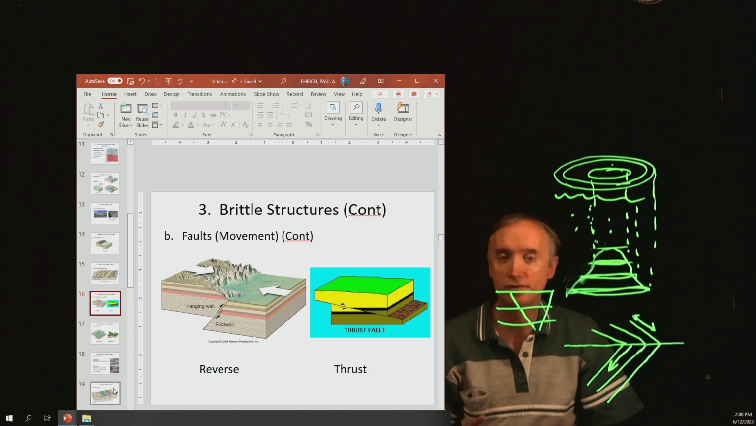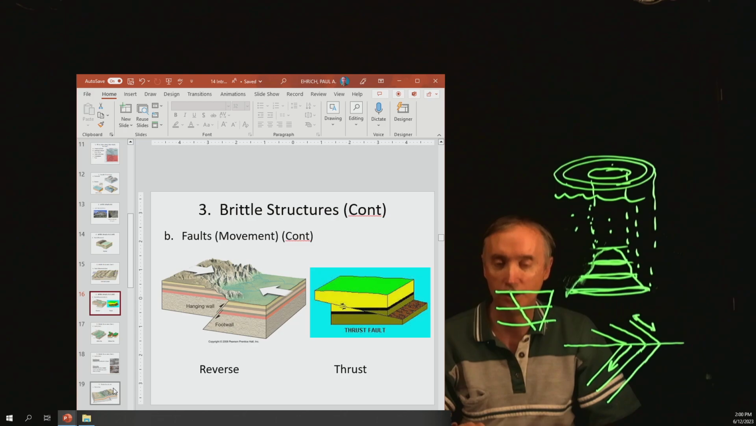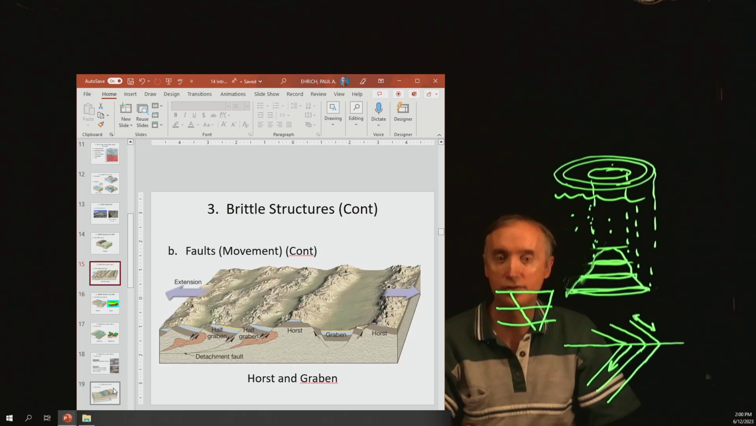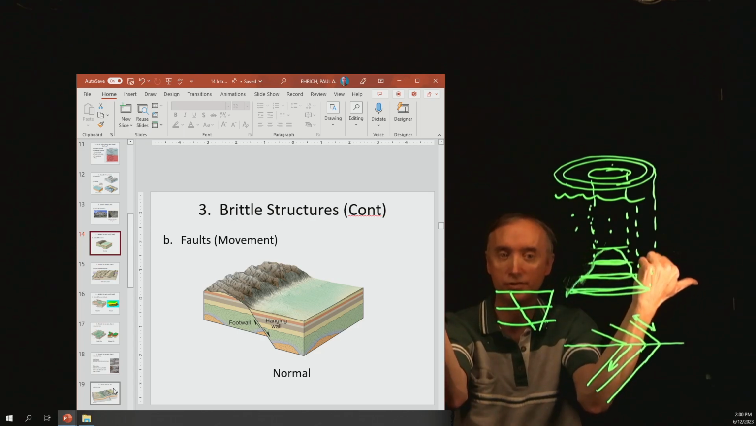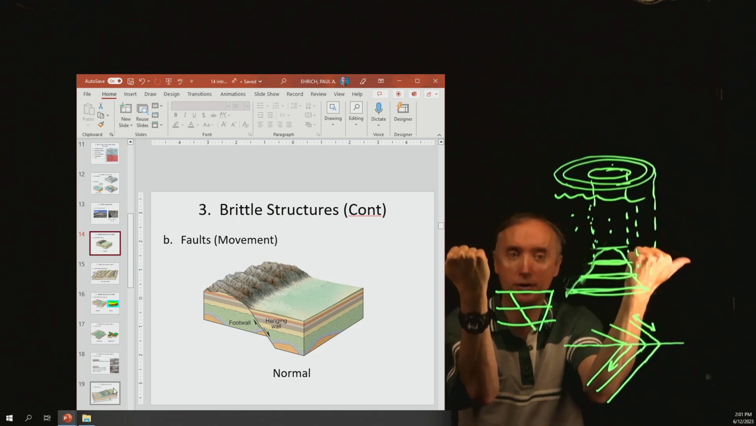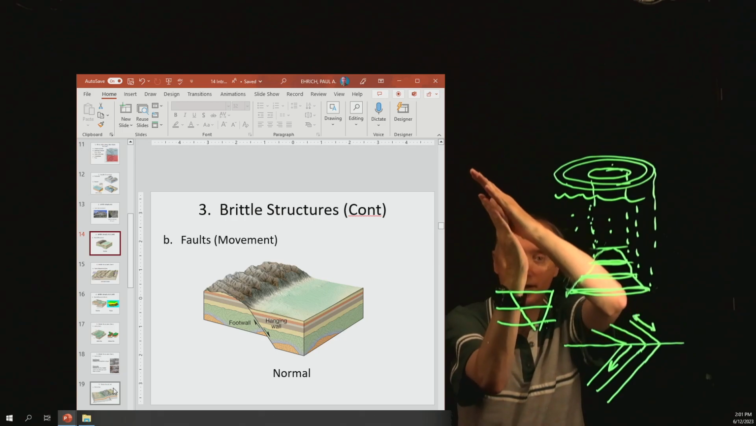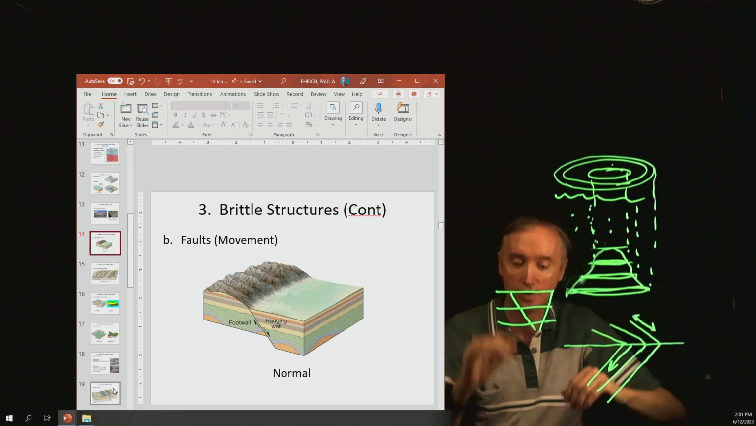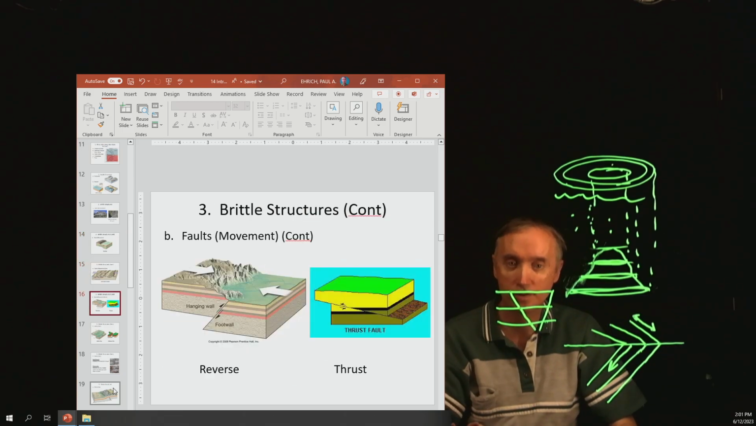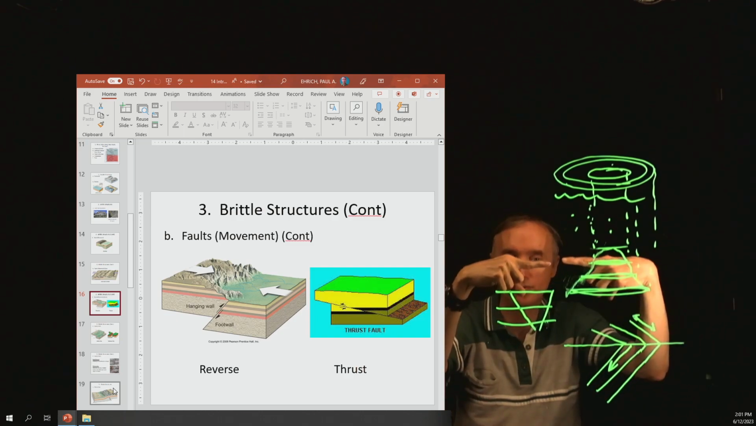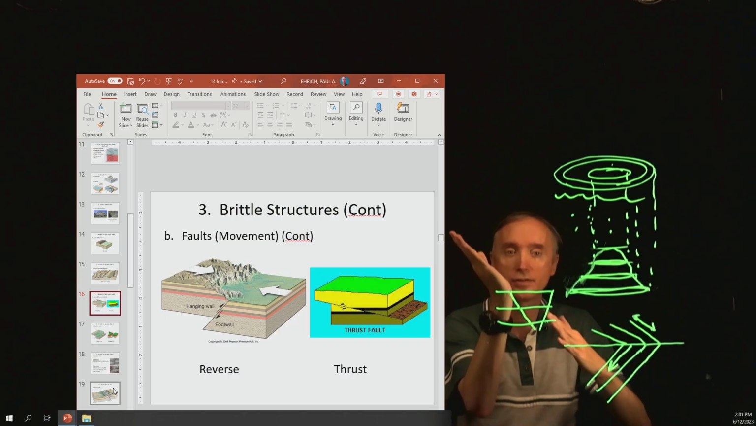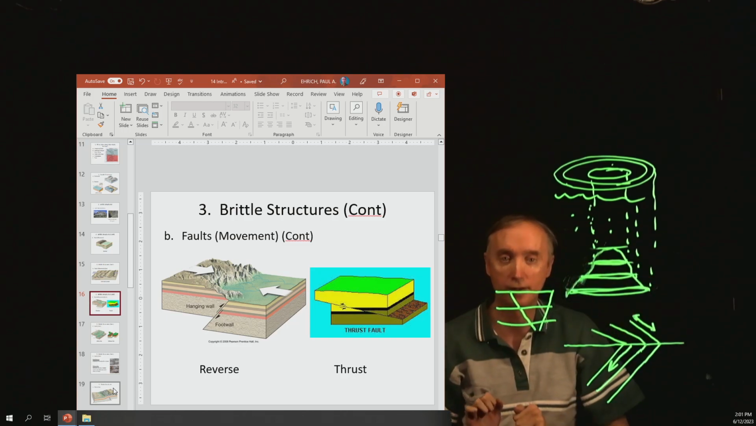What are the forces associated with this? You need to know that in the case of the normal fault, it's tension. When the rocks are being pulled apart like this, then it tends to slide down. On the other hand, with this one, that's compression. Where the rocks are being pushed together like this, that's going to make it want to go up like that.